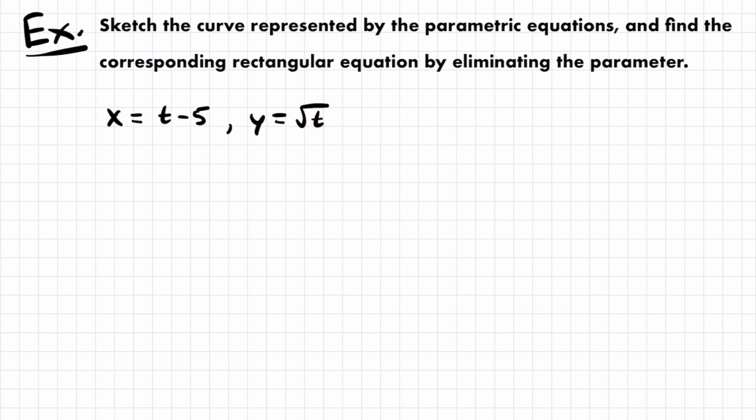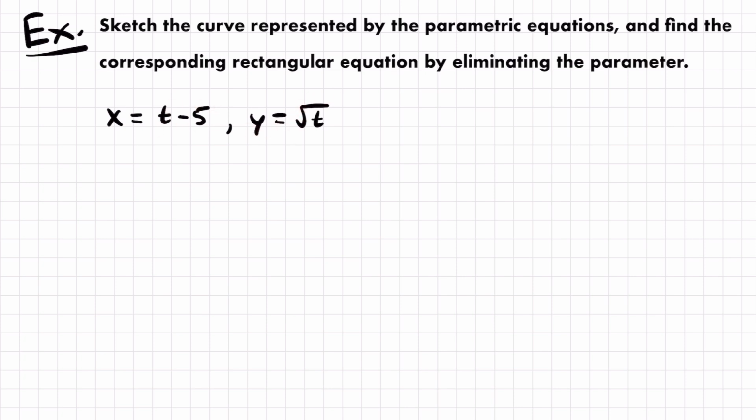In other words, we just need to find the values of t that would make sense for our 2 parametric equations, which means that we need to determine what values of t our equations are defined for. Well, for our first equation, we have x equals t minus 5. That's going to be defined for all values of t. We can plug in whatever real number we want for t, we're going to get a defined value.